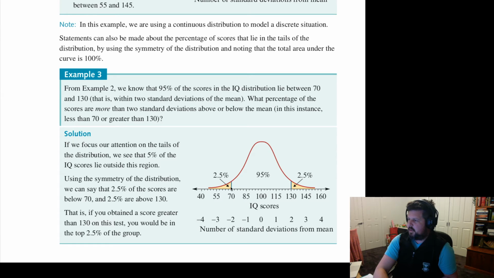Alrighty, so now that we know and we've looked at that, we can actually say that 2.5% are going to be below 70 and 2.5% are going to be above 130. Again, another way of describing this is saying if you got a score that was greater than 130 on that test, you would be in the top 2.5% of the group. Next thing to have a chat about.